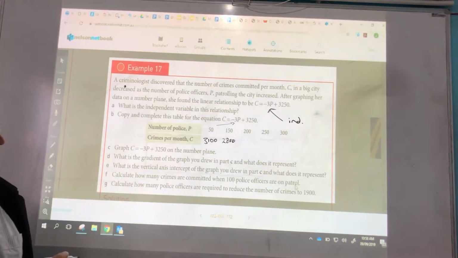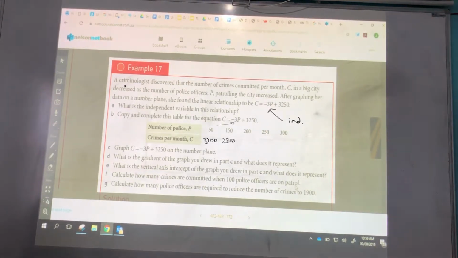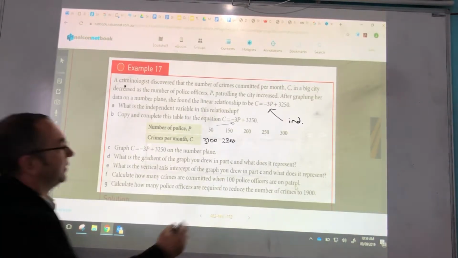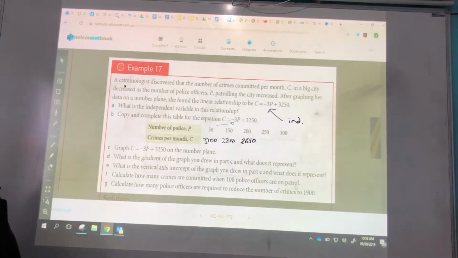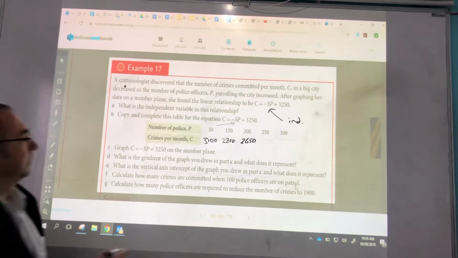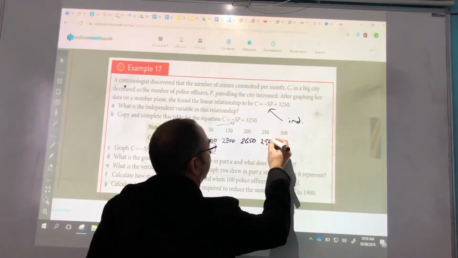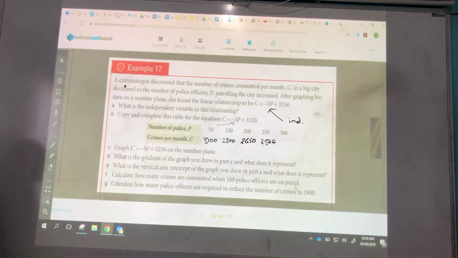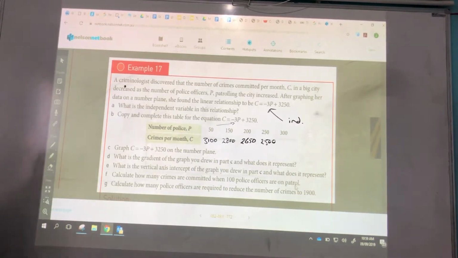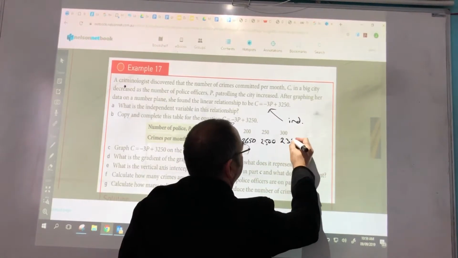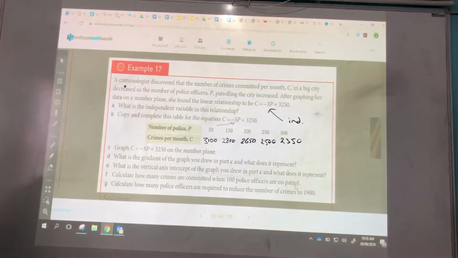If you had 200 police, how many crimes would you have? 2,650, nice. 250 police? 2,500. And lastly, 300 police? 2,350. Okay, now it's asking us to graph that on the number plane.